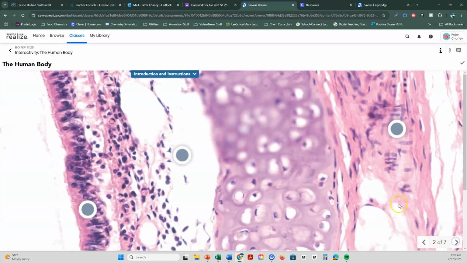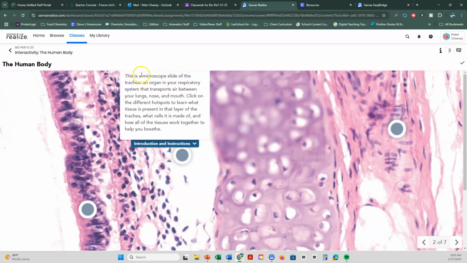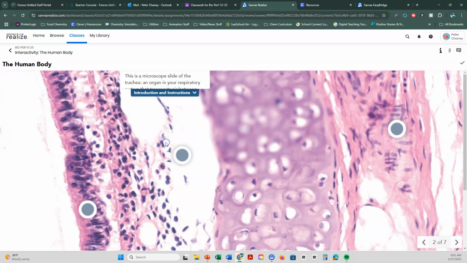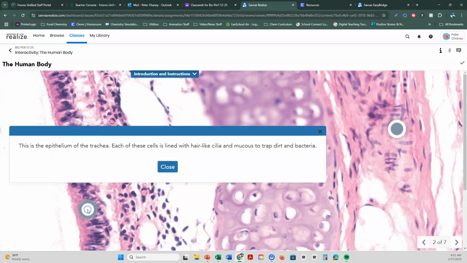Okay, screen 2. We click this right here, introduction and instructions. This is a microscope slide of the trachea, an organ in your respiratory system that transports air between your lungs, nose, and mouth. Click on the different hotspots to learn what tissue is present in that layer of the trachea, what cells it is made of, and how all of the tissues work together to help you breathe. So we can close these instructions and we'll go and read these 3 things.